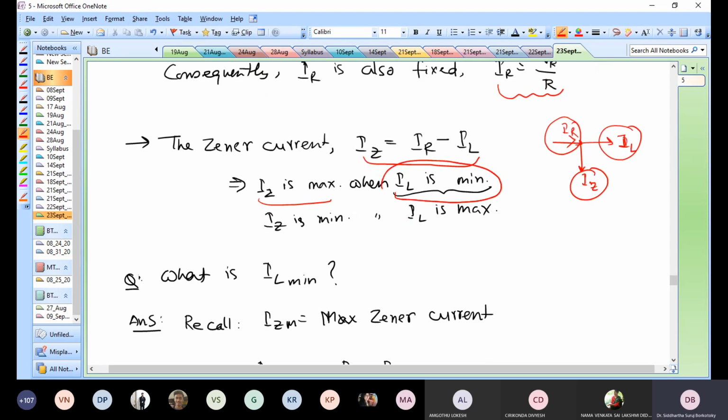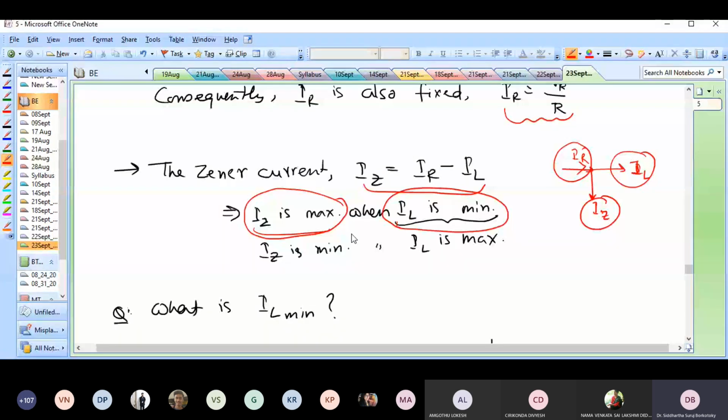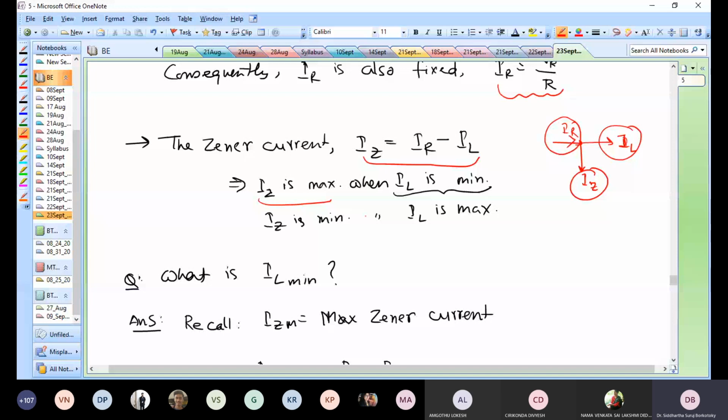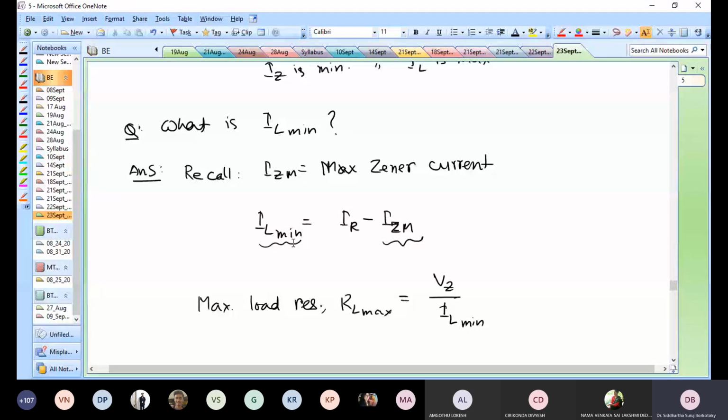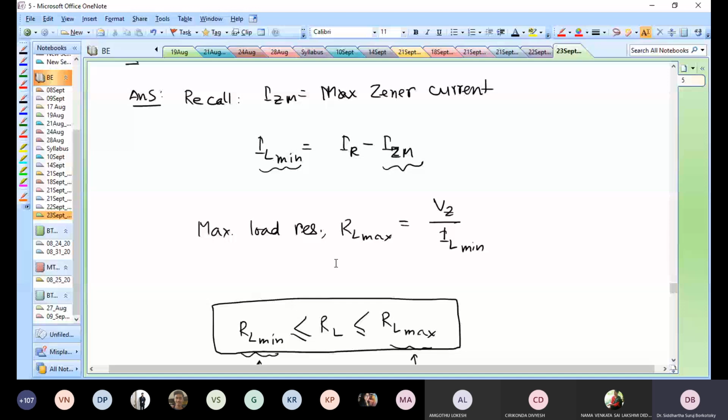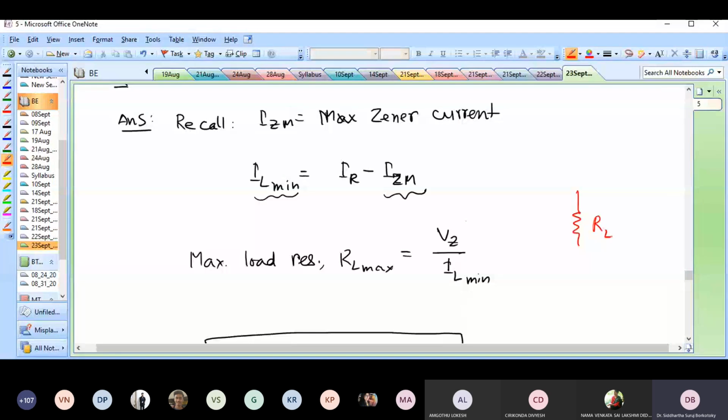IL is minimum when IZ is maximum. What is maximum IZ? I know that's given in the data sheet, IZM. So with IZM, I can just write down IL min is IR minus IZM. So the maximum load resistance, RL max, would be VZ divided by IL min. I hope this makes sense. The voltage, this is the load RL, this is VL, and then I had some VZ here.